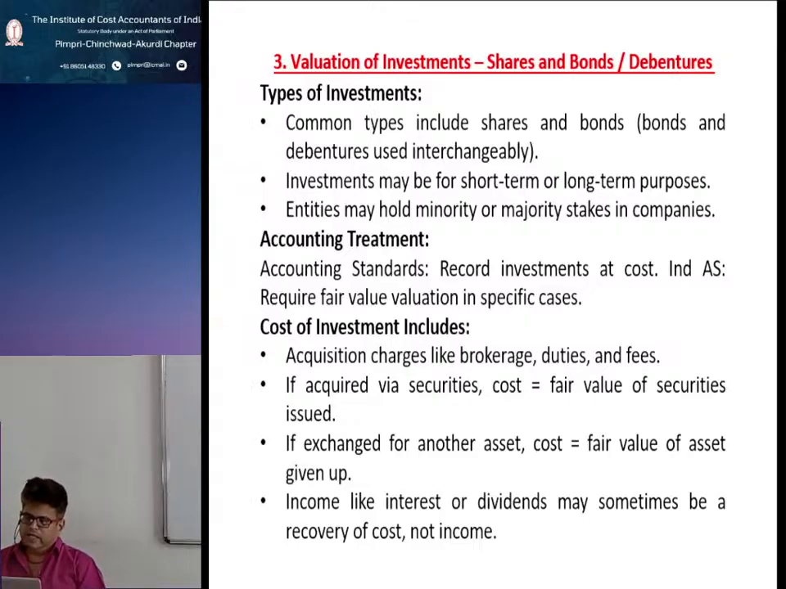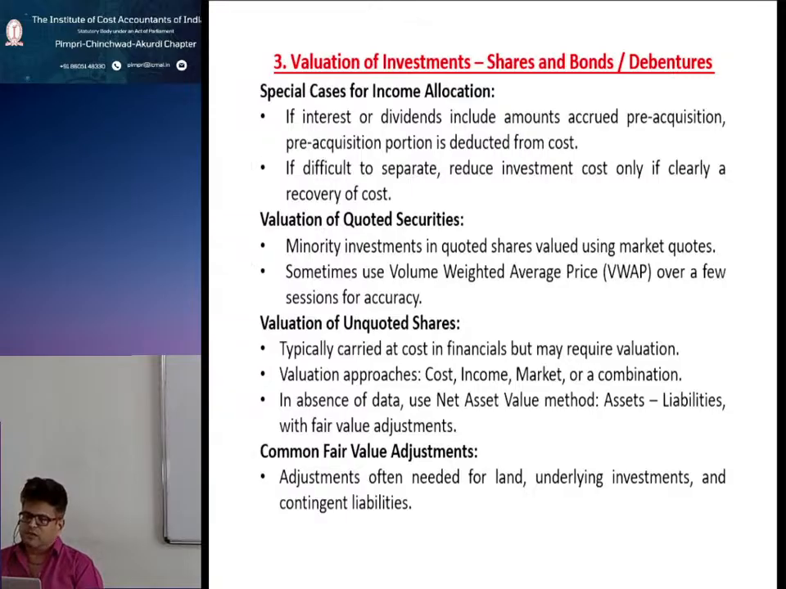Income like interest or dividends may sometimes be a recovery of cost, not income. Special cases for income allocation: if interest or dividends include amounts accrued, the pre-acquisition portion is deducted from cost. If difficult to separate, reduce investment cost only if clearly a recovery of cost. Then valuation of quoted shares: minority investment in quoted shares valued using market quotes, and sometimes use volume weighted average price over a few sessions for accuracy.